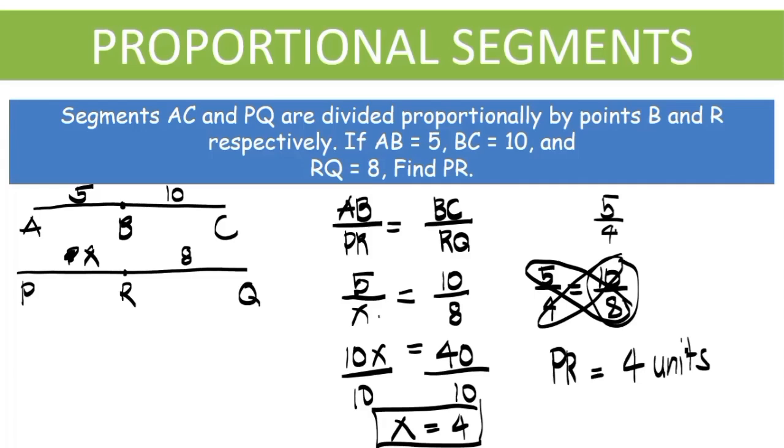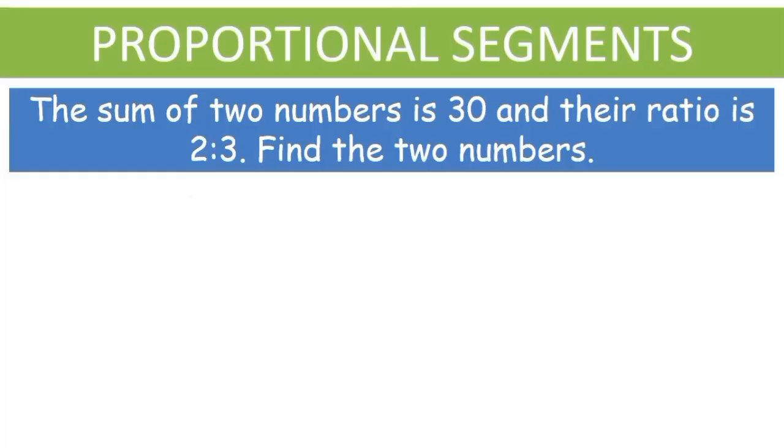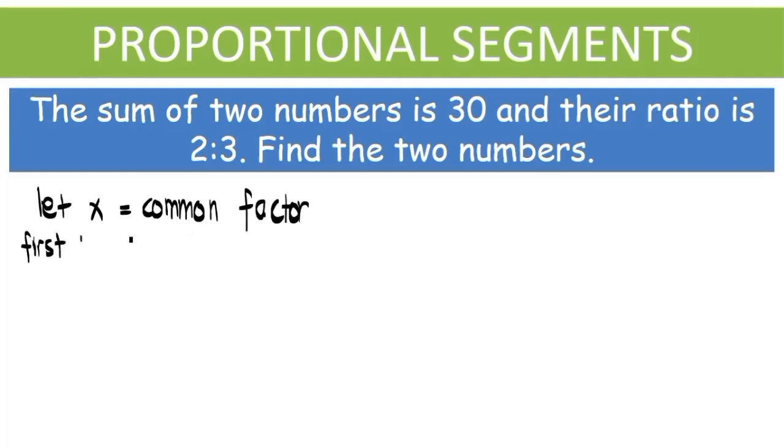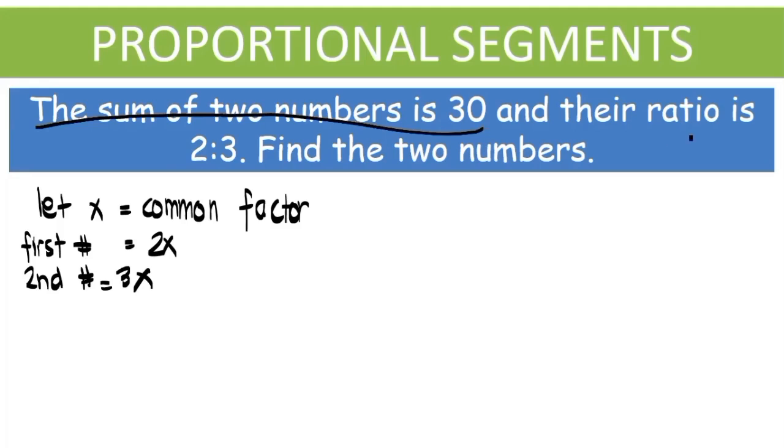Okay, another example for proportional segments is this. The sum of two numbers is 30 and their ratio is 2:3. In this case, we will let X be the common factor. So the first number would be 2x and the second number is 3x. It says here the sum of two numbers is 30 and the ratio is 2:3.